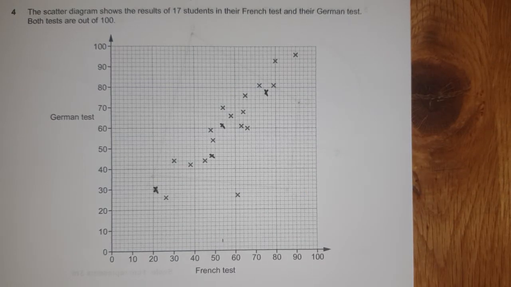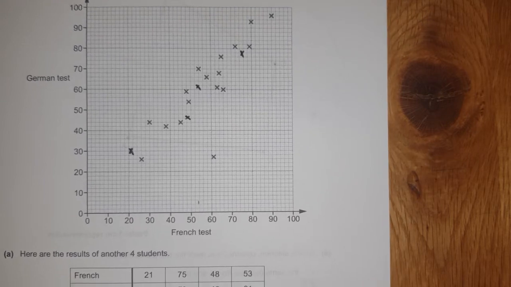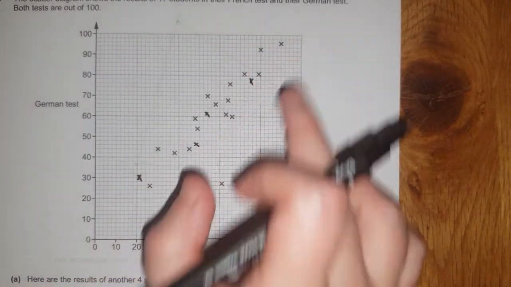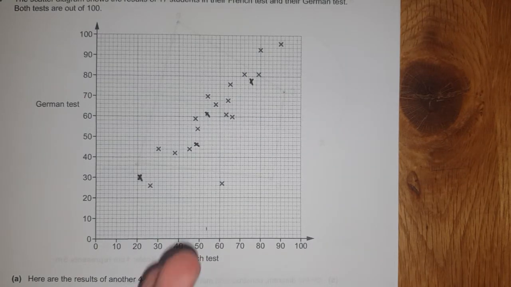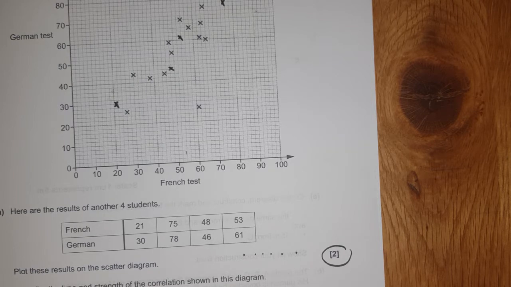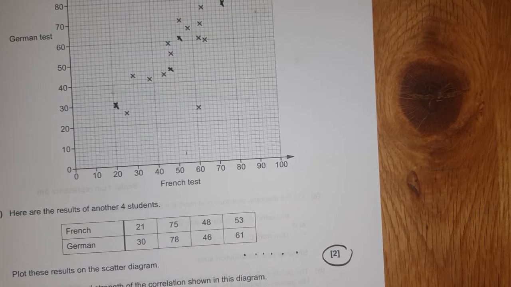Okay, describe the type and strength of correlation shown in this diagram. So all your points are going upwards, which means it's a positive correlation. They're all roughly following exactly the same path, so it's a strong positive correlation. And that's it.